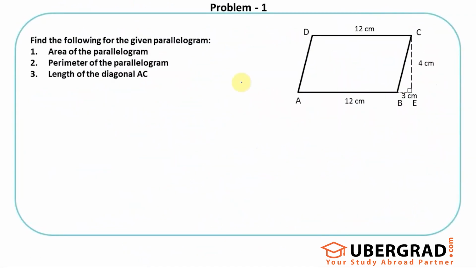So the first question: find the following for the given parallelogram. The area of the parallelogram. They've given us 12 centimeters as one of the sides. We don't know the other side, and we need to find the area. We also don't know the angles, but here we have a simple clue, right? AB is 12, that's the base. The height to that base is also given to us. From C, they have drawn a height to the base AB, that is 4 centimeters. So that is 12 into 4, that is 48 square centimeters, the area.